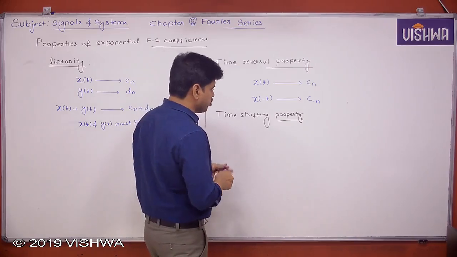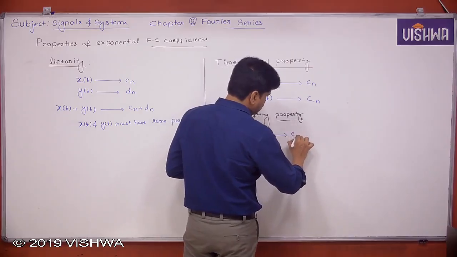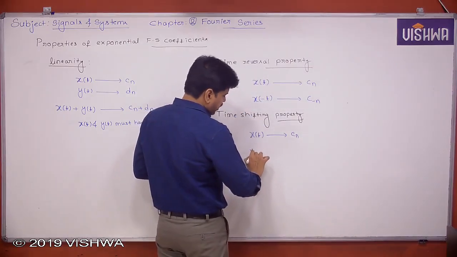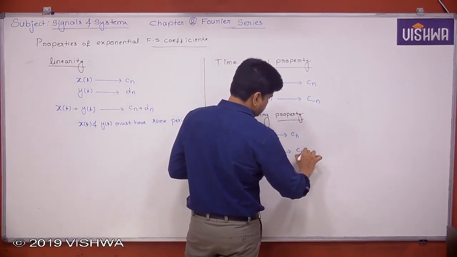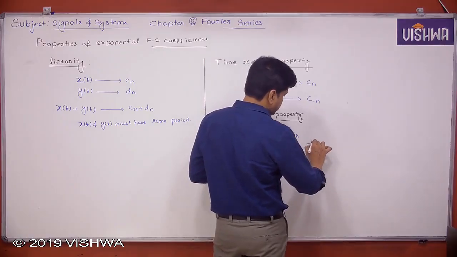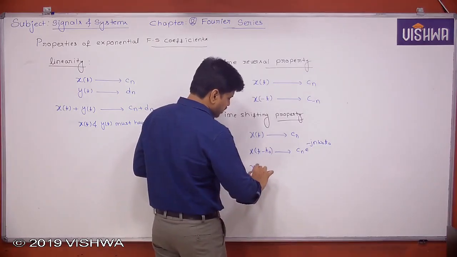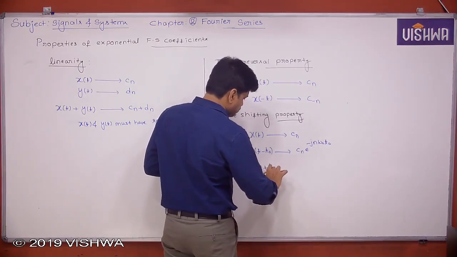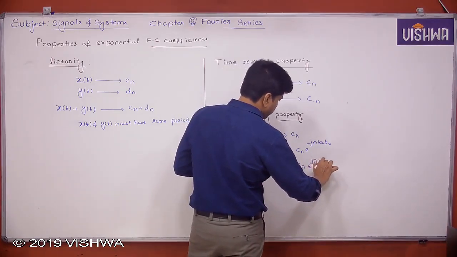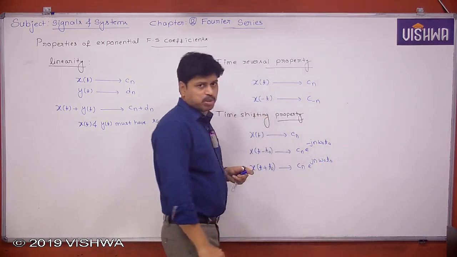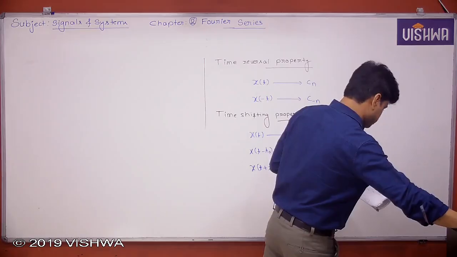What is the time shifting property saying? If x of t has Fourier series coefficient Cn, then x of t minus t naught has Fourier series coefficient Cn e power minus j n omega naught t naught. Suppose it is x of t plus t naught, then it is Cn e power j n omega naught t naught. So this is the property. We will solve one problem based on this time shifting property now.